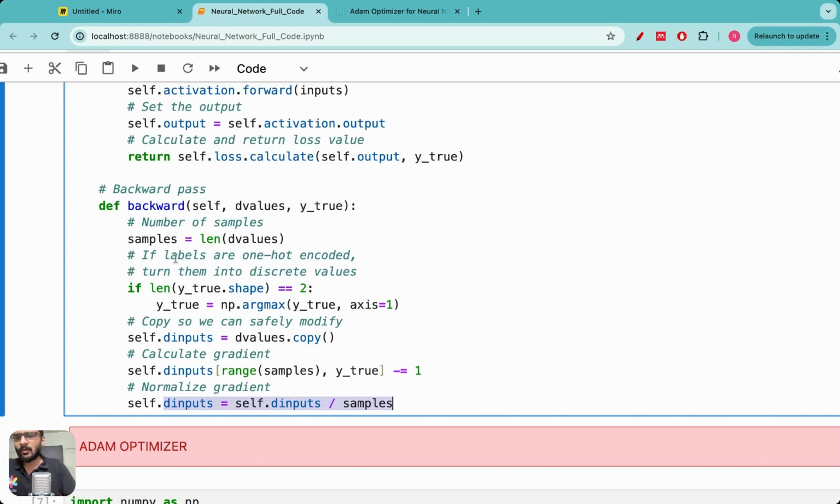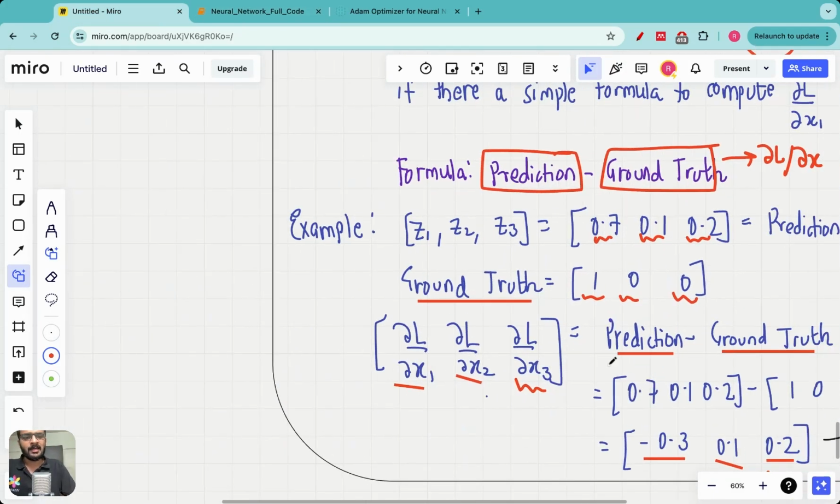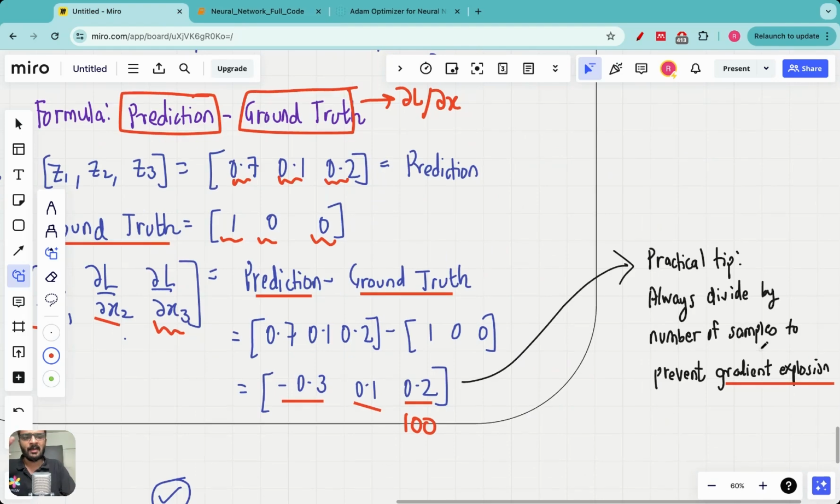One thing which I want to mention here is that the way this code is structured, it just works best if one hot encoded values are converted into discrete values. So there is just an if else statement for this conversion. But the main logic can be found in this part, where we'll be just subtracting predicted minus ground truth, and we'll be just dividing by the number of samples to prevent gradient explosion.